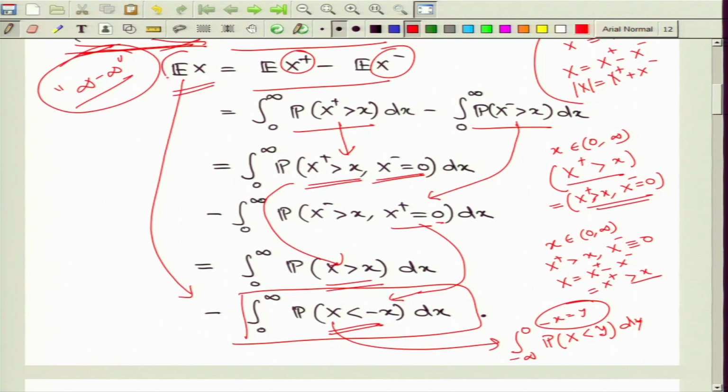So, therefore, the expected value of X can be rewritten in these different forms by an application of Proposition 1, which we have seen earlier. This is again an application of Fubini's theorem. Alright, so let us move on.